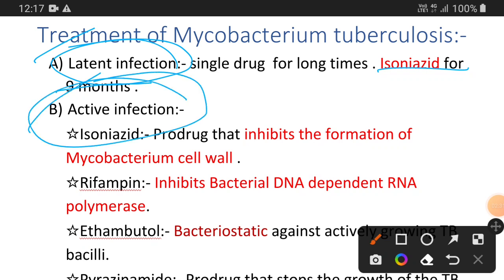And what is active infection? Active infection means, friends, that your immune system somehow gets compromised. That may be due to aging or due to AIDS. Under such circumstances the Ghon focus is activated, causing formation of cavities in the lungs and other kinds of symptoms. So under such circumstances you have to use a mixture of 4 different drugs.